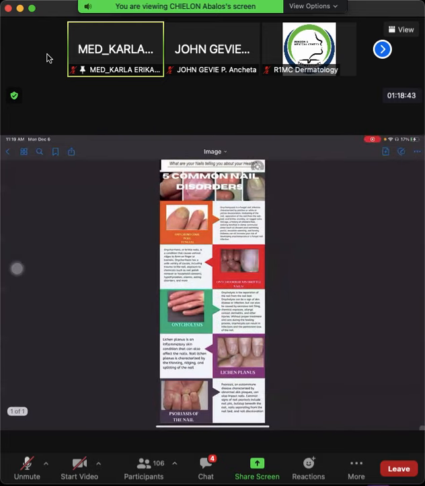So for the next one, we have nail lichen planus. The incidence of nail lichen planus is 5 to 10%. Fingernails are more commonly affected than the toenails. They may occur as an initial manifestation, especially in children. Nail lichen planus can occur without skin changes, but most patients with lichen planus have skin changes in other locations. They may occur at any age, but most frequently around 50 to 60 years old.